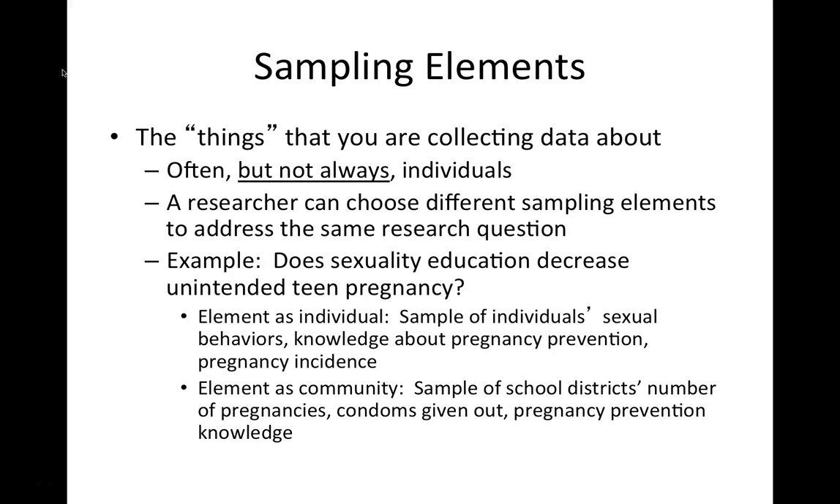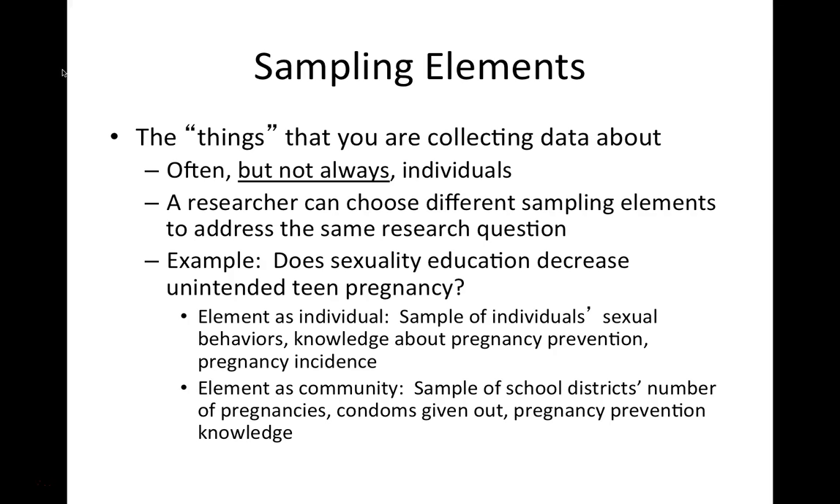And so we have to think about whether the unit that we are sampling, the element that we are sampling, is people or is some other unit or element. So the example that I give here is, does sexuality education decrease unintended teen pregnancy? This is obviously a very broad research question. So that may be a sample of individuals, sexual behavior, knowledge about pregnancy prevention, pregnancy incidence.